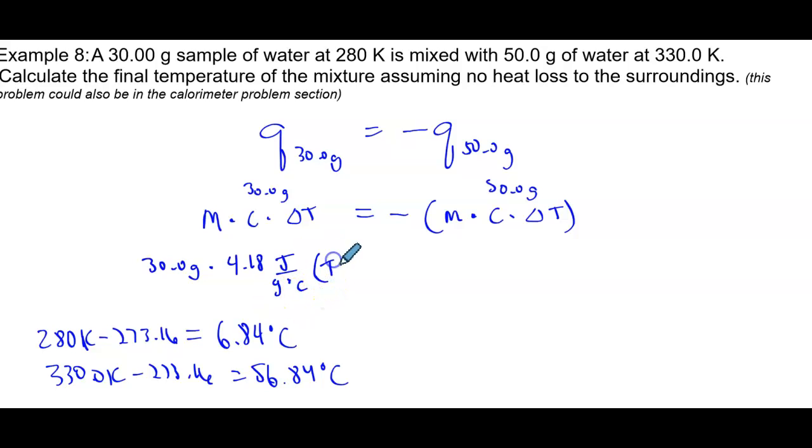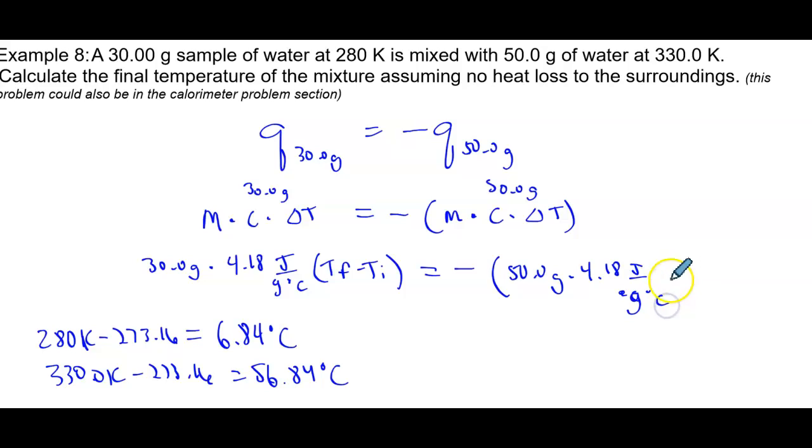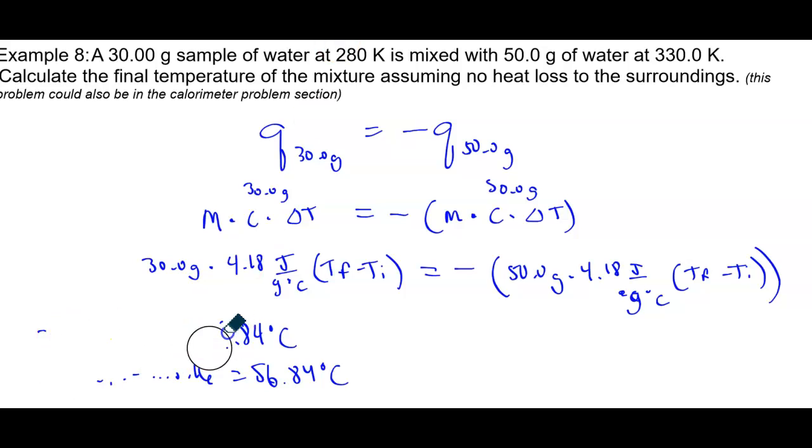And then I have to do T final minus T initial equals negative. I would leave this outside the parentheses until you need it. So 50.0 grams times 4.18 joules per gram degree Celsius. And this is going to be T final minus T initial. So all I've done is applied these formulas. I'm going to take a moment to clean up the conversions just so we have space to see.